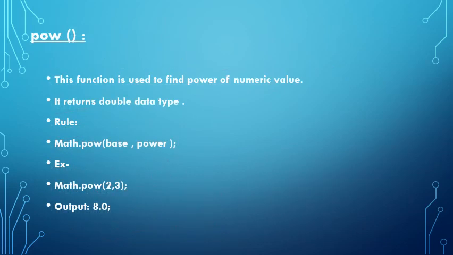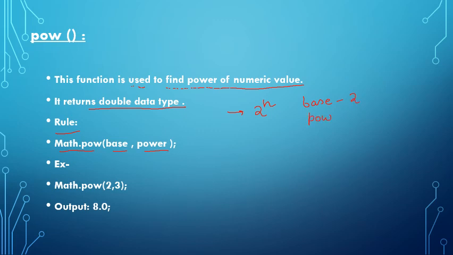Next function is the power function. This function is used to find the power of a numeric value. It returns the double data type. So the return type of the function is double data type. Rule: Math.pow(base, power). For example, if you want to find 2 to the power n, the base is 2 and the power is n.